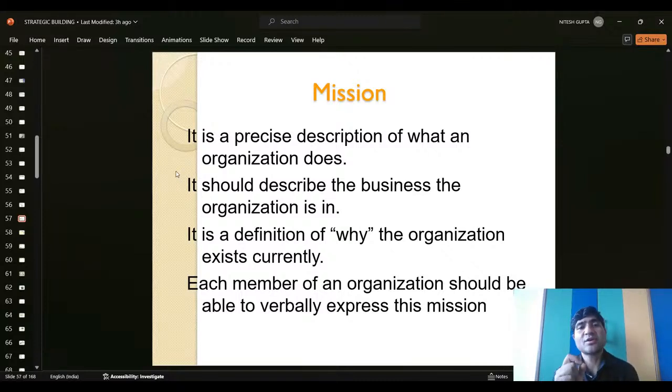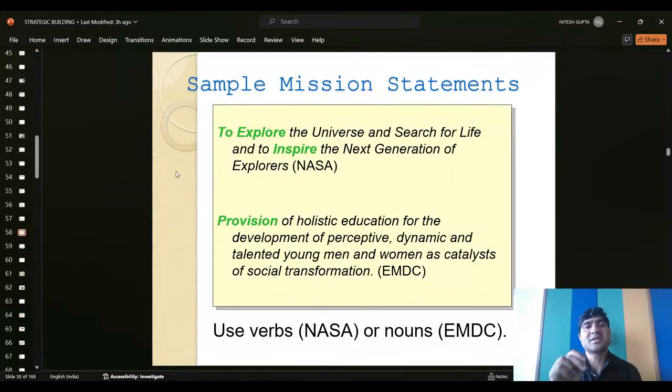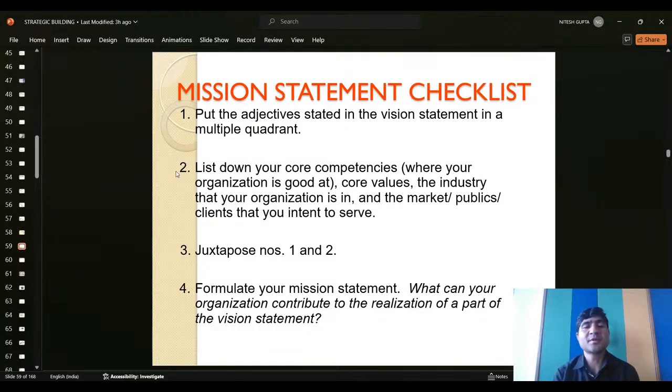It is a definition of why the organization exists currently. So why an organization exists, that signifies the mission. Each member of an organization should be able to verbally express this mission. Now, let us have a look at sample mission statements. To explore the universe and search for life and inspire the next generation of explorers. This is the mission of NASA. Again, EMDC: provision of holistic education for the development of prospective, dynamic, and talented young men and women as catalysts of social transformation. So these are one or two examples of mission statements.